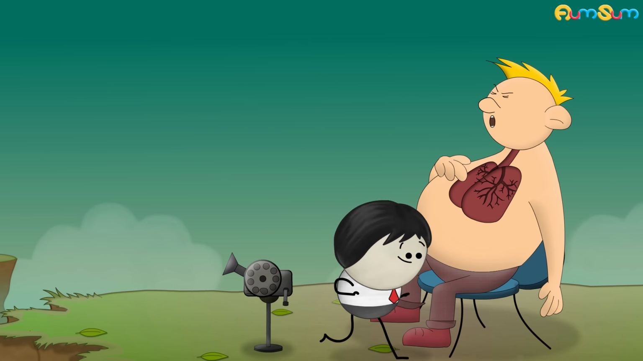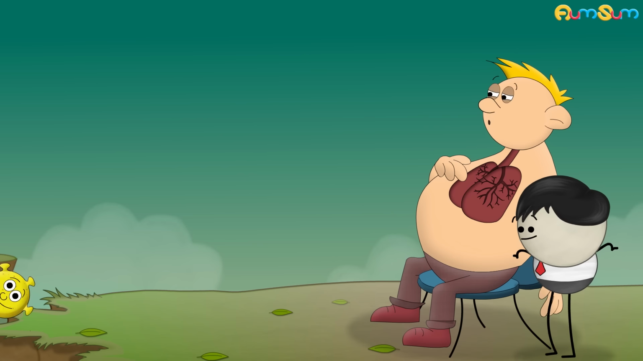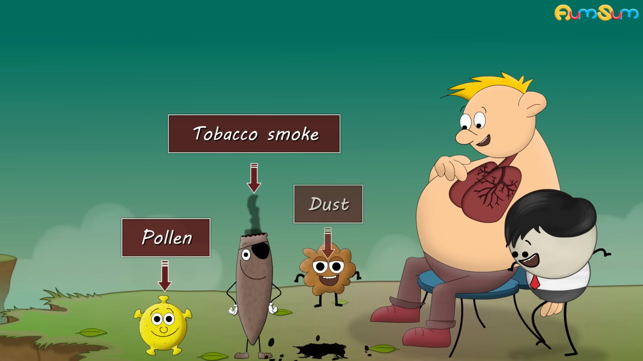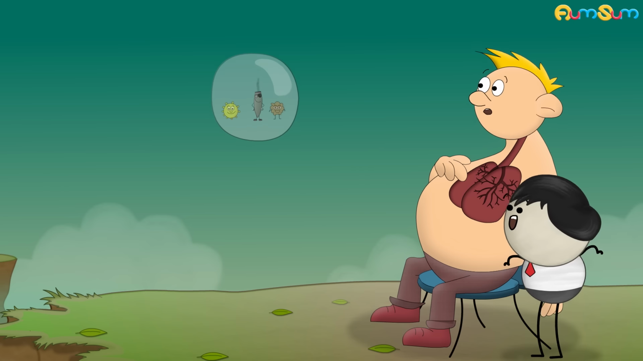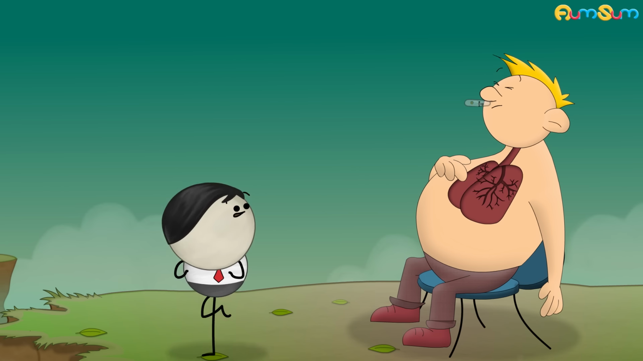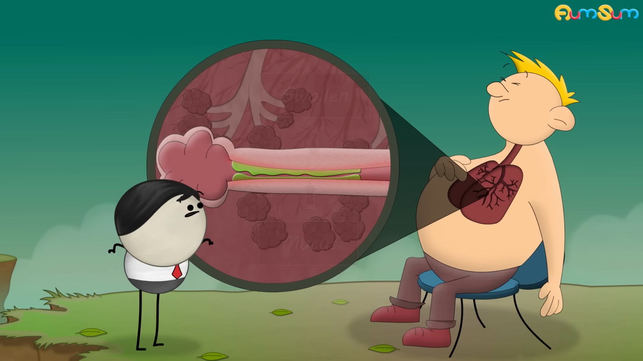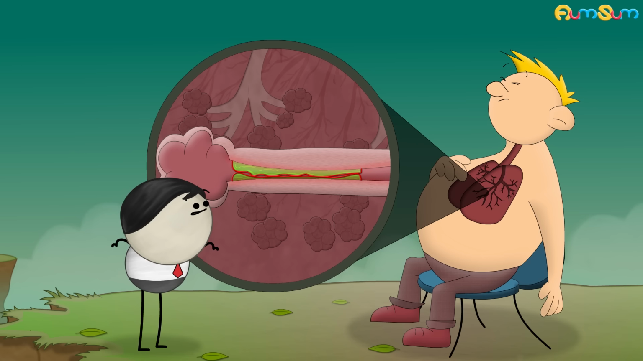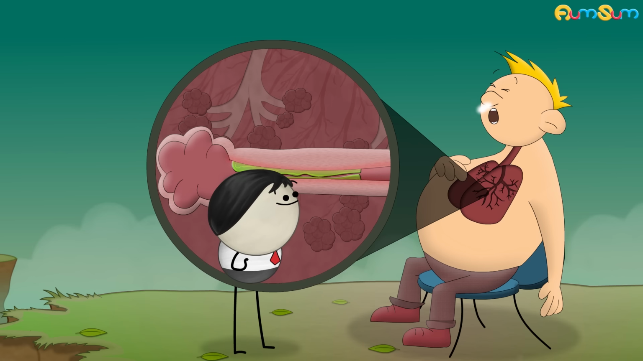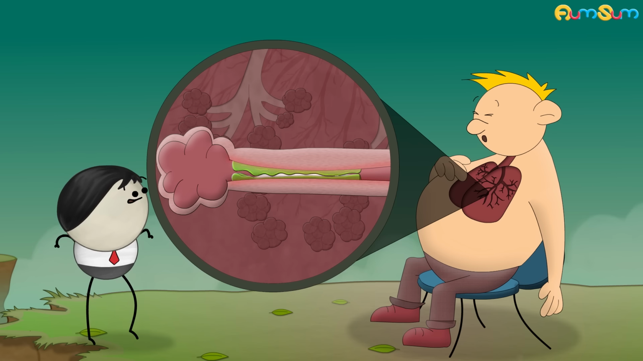Besides this, the bronchial tubes are highly sensitive to irritants like pollen, tobacco smoke, dust, etc. When an asthmatic person inhales an irritant, the tubes become much more swollen and more mucus is produced. This causes further narrowing of the tubes. This narrowing makes exhalation harder than inhalation.